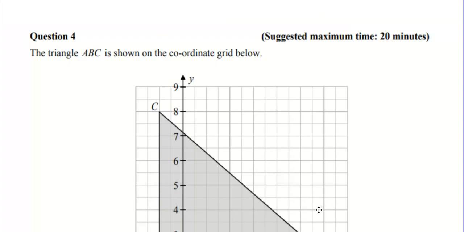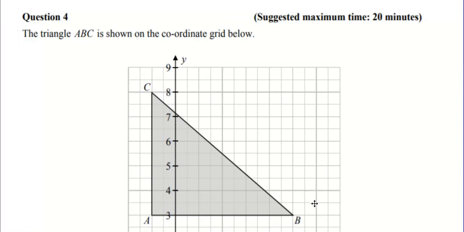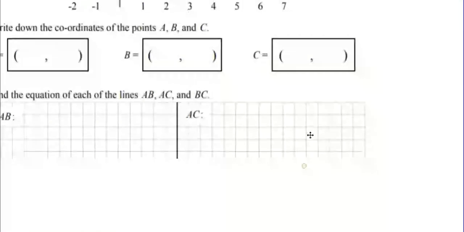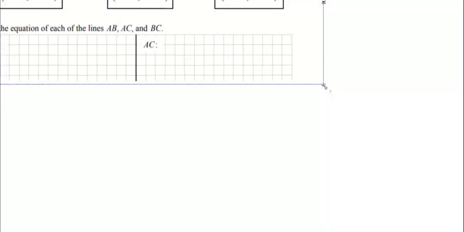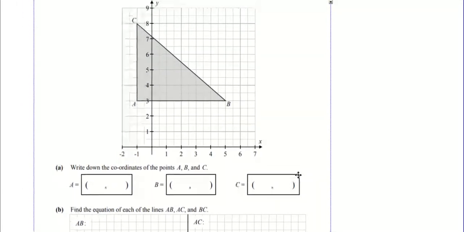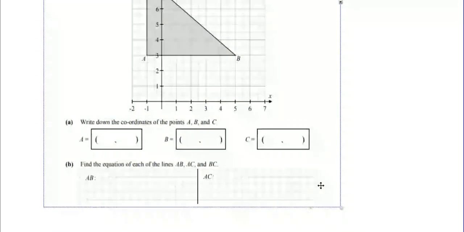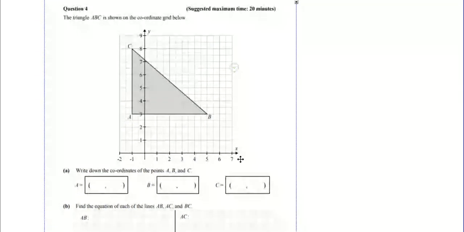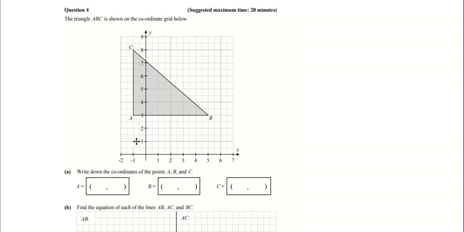Now, question 4. The triangle ABC is shown on the coordinate grid below, and we have to find some equations here. So let's find out. A is the point -1, 3. B is the point 5, 3. And then C is the point -1, 8.